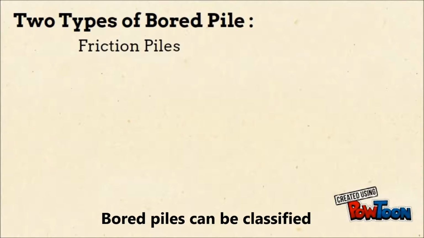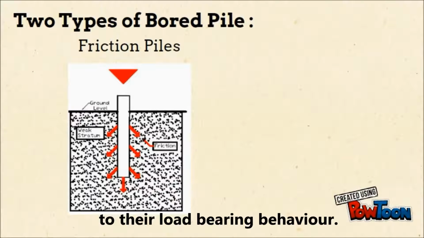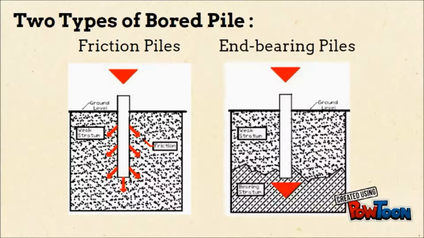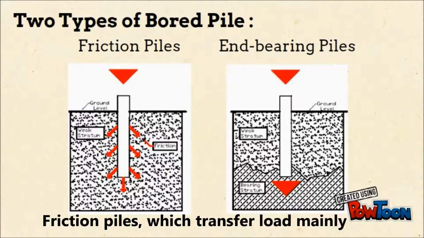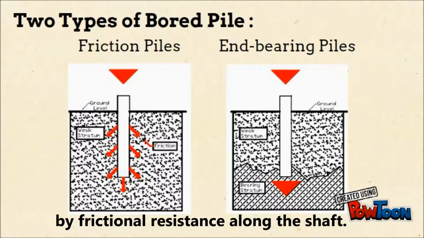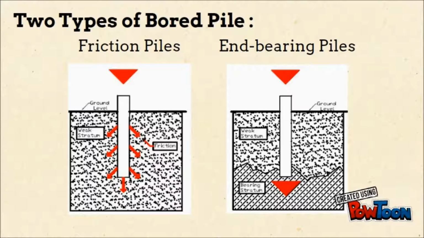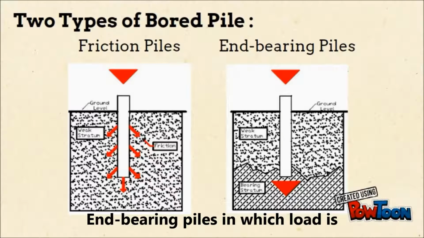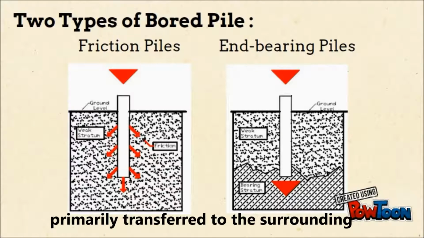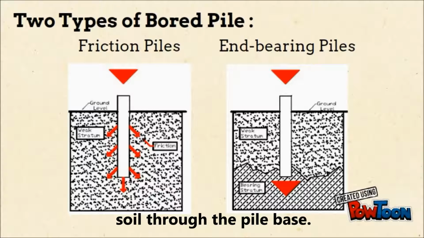Bore pile can be classified into two main groups according to their load-bearing behavior. Friction piles, which transfer load mainly by frictional resistance along the shaft. End-bearing piles, in which load is primarily transferred to the surrounding soil through the pile base.